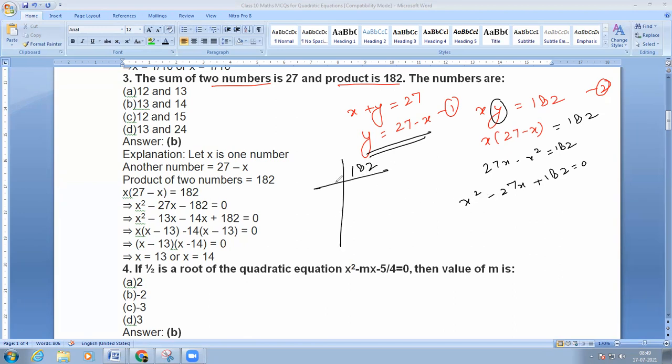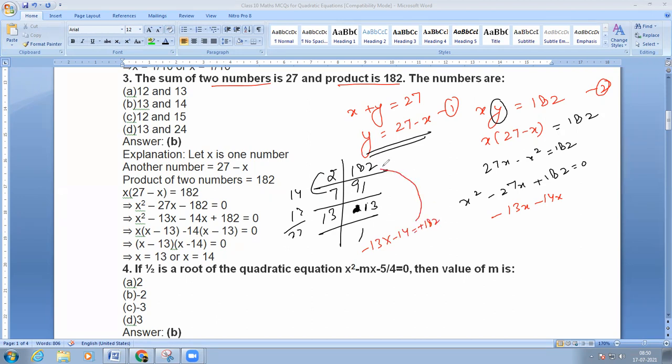So for 182 you have to take the factors, that is 2, 91. Now it will be divided by 7, so it will be 13, and 13 by 13 is 1. So you have to create minus 27. So it is 2 into 7, 14, and 14 plus 13, 27. So you can write minus 13x minus 14x, that is minus 27. When we multiply them, we get 182. That means when we multiply minus 13 into minus 14, we get plus 182, and when we add them, we get minus 27.